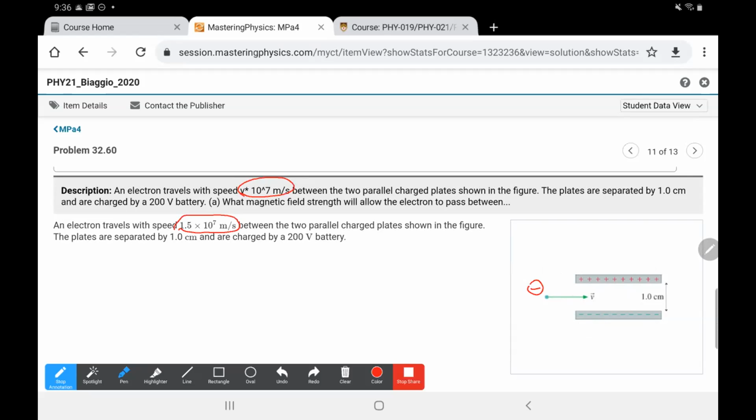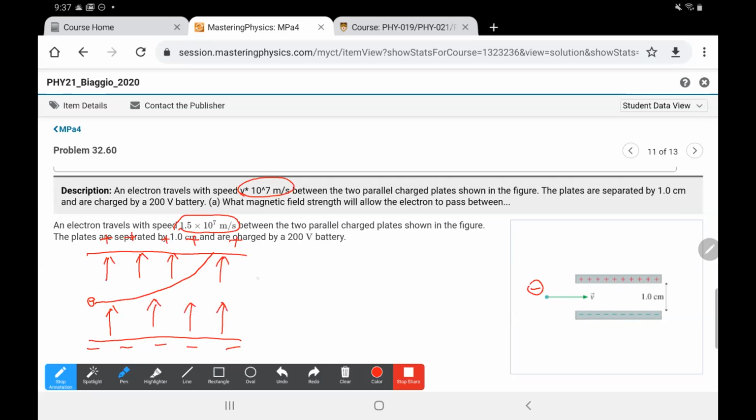And in the plates, the electron is attracted by the upper plate and repulsed by the bottom side. So in the plates, this electron is going to move like a projectile motion, like this. Positive attracts the electron, negative repulses the electron. And inside the plates, the electric field is constant.